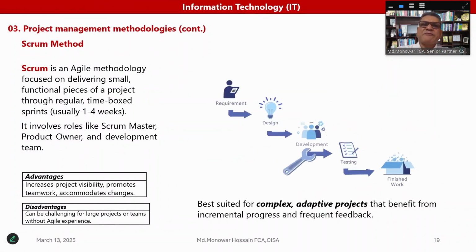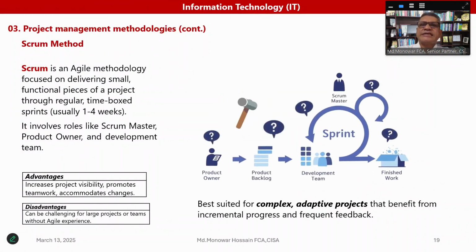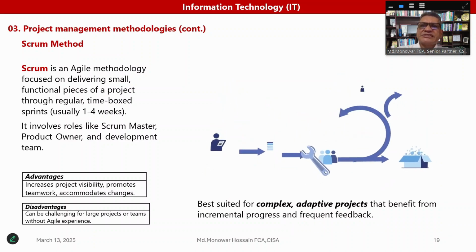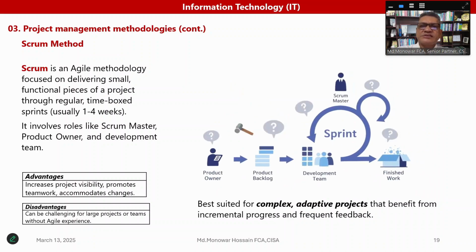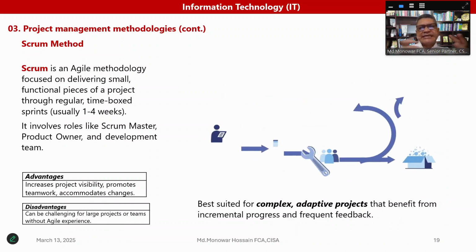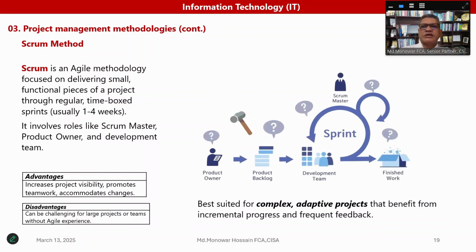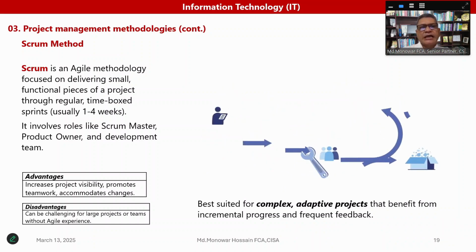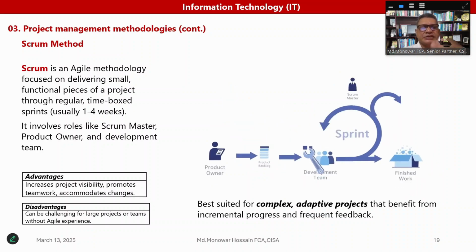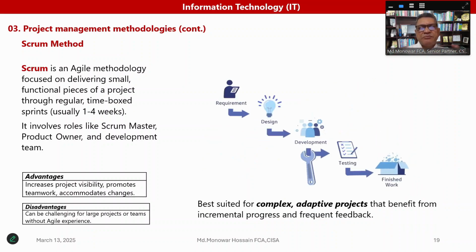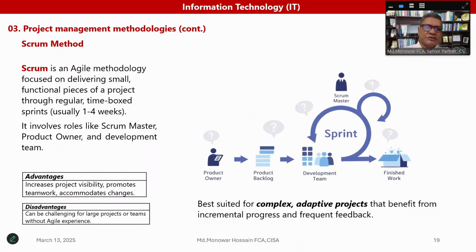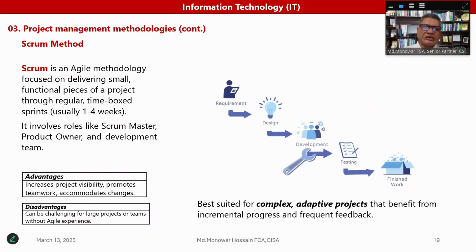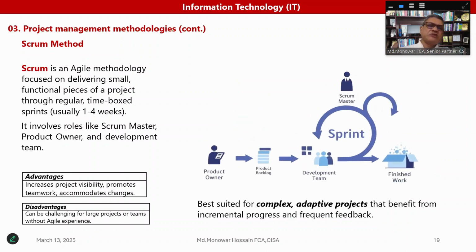Now, the Scrum method. The Scrum method is also in the Agile methodology, focused on delivering small functional pieces of a project through regular time-boxed sprints. Each and every work is segregated in a separate box, usually a 1 to 4 week sprint, and after each piece of work is completed, they go to the next stage. So it's best for complex adaptive projects that benefit from incremental progress and frequent feedback.